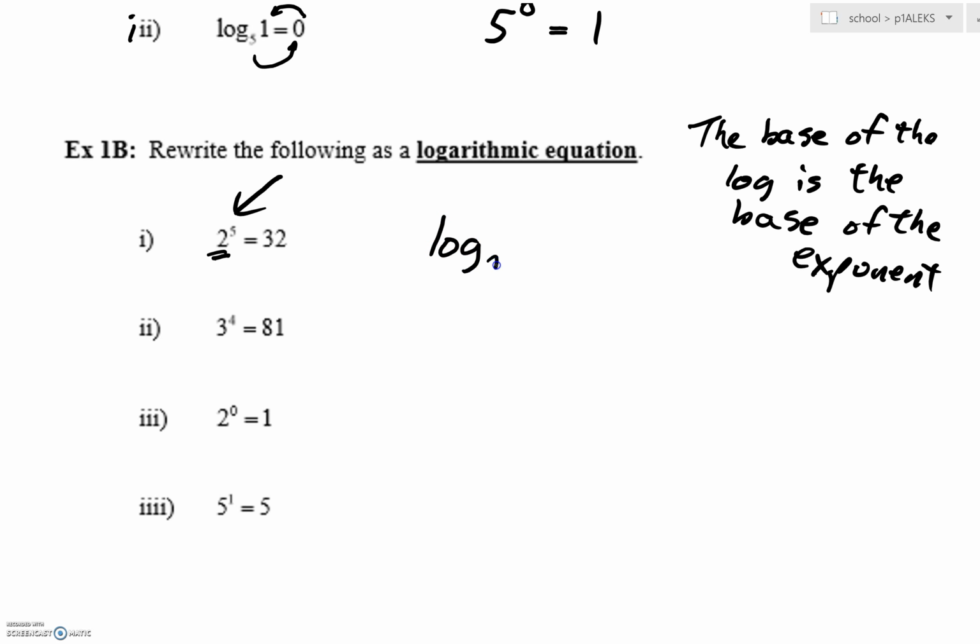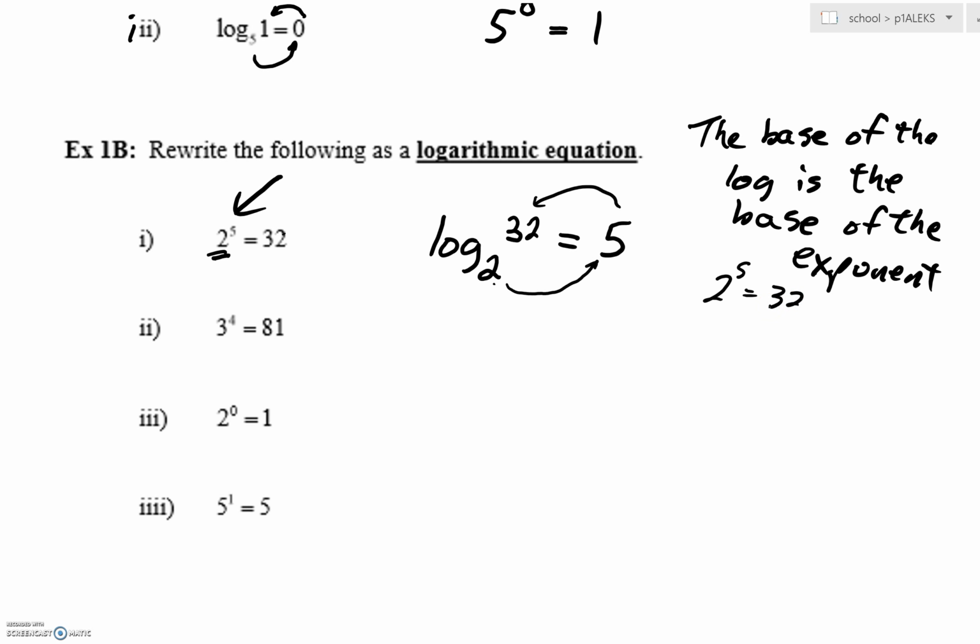So I'm going to write log of what base? Log base 2. Now, the power always gets set equal to the log. And the last number that you have will go inside. Sometimes kids will say, I don't know if I did it right. Use a log circle to check. If you've done this right, you could still draw your log circle to see if you're right. This would say 2 to the 5th power would equal 32.